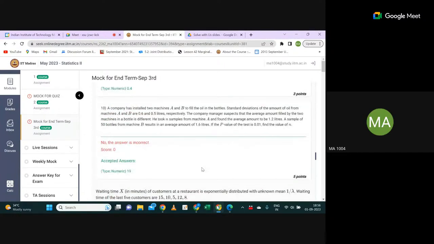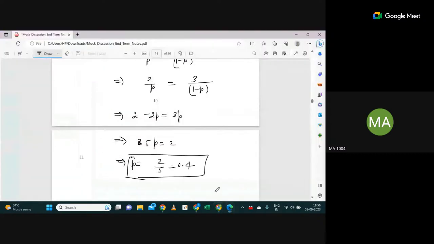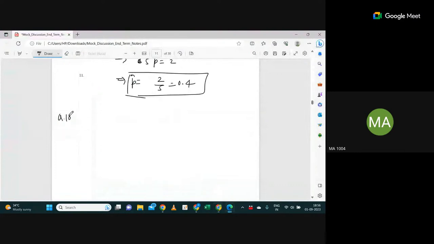Let me see. A company has installed two machines, A and B, to fill the oil in the bottles, okay? Standard deviation of the amount of oil from machines A and B are 0.6 and 0.5 liters respectively. Let me write down the things. So question number 10 says standard deviation for machine A was 0.6, and for machine B it's 0.5. This is the information given to us.